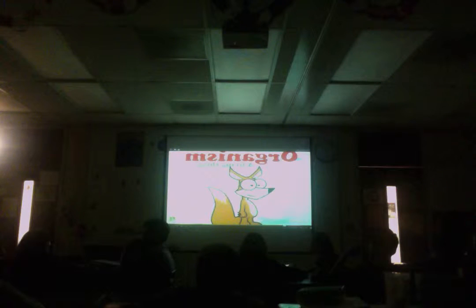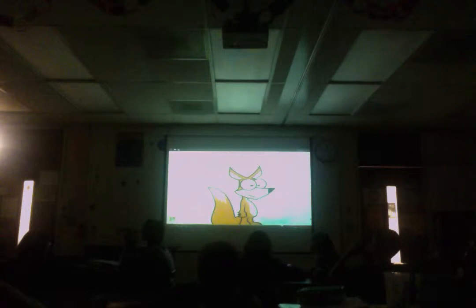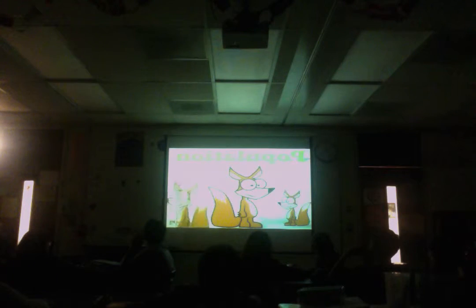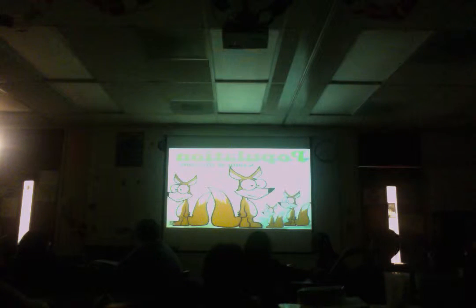So to recap, an organism is one living thing. But if I wanted to make an organism fit the definition of a population, I'd have to change a few things. I'd have to add more foxes to this picture because a population is a group of the same organisms. So a population would be a group of foxes all living together.